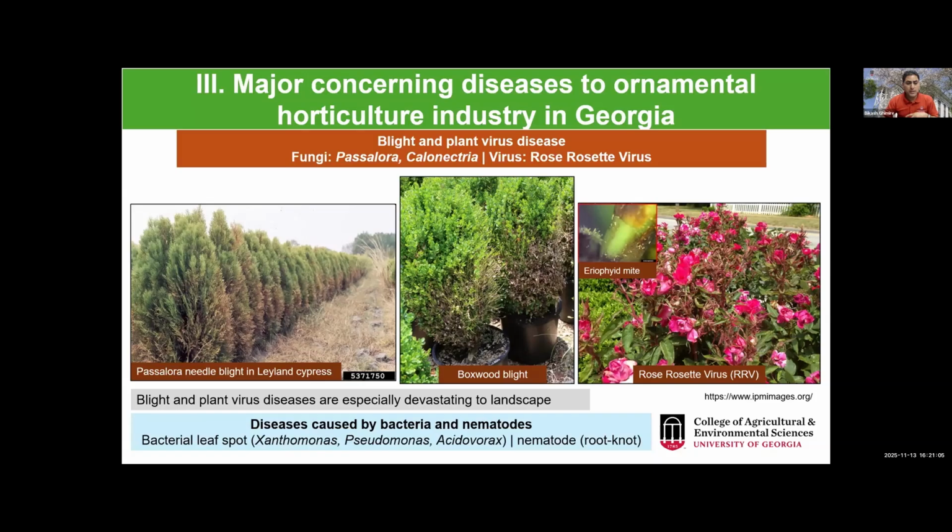Then we have some other diseases caused by bacteria and nematodes. For example, we have Xanthomonas, Pseudomonas, and Acidovorax that can cause leaf spot, or we have a problem with the root knot nematode. But it's not that prominent compared to the fungal diseases or the plant viruses, but it could be a problem, so we need to be vigilant.